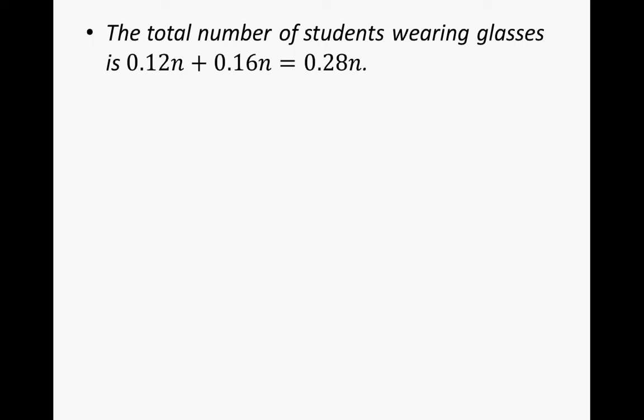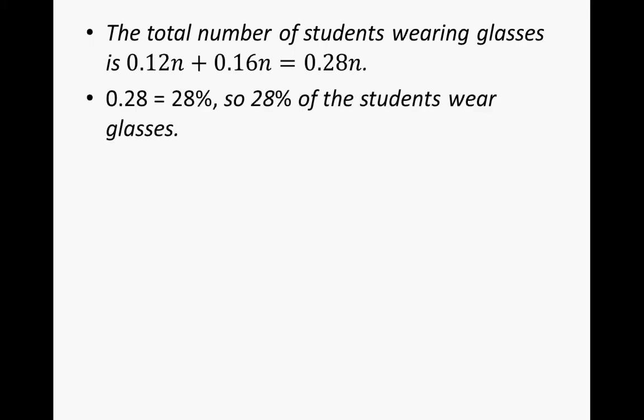So the total number of students wearing glasses is 12 hundredths n plus 16 hundredths n, which would equal 28 hundredths n. So 28 hundredths is 28%, so 28% of the students wear glasses. And that is 28% of the whole student population.